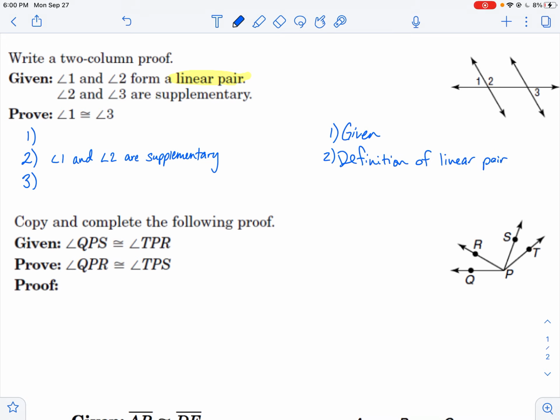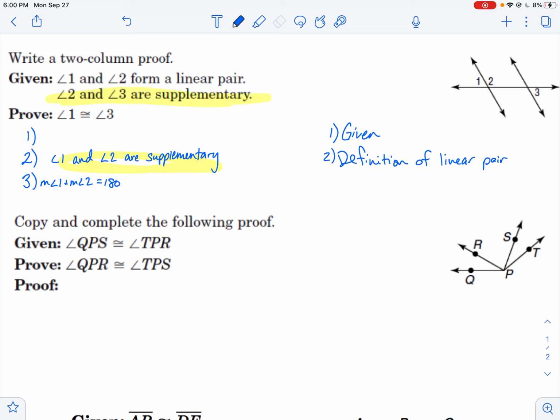Of linear pair. If they're a linear pair, then they are supplementary. They're adjacent and they're supplementary. Step 3, measure angle 1 plus measure of angle 2 equals 180. Because those are supplementary. So these are supplementary. And also these are supplementary.